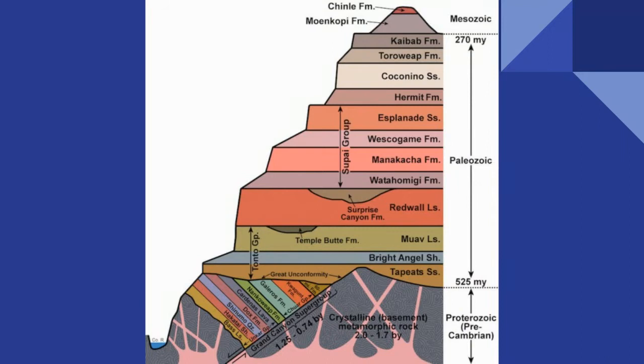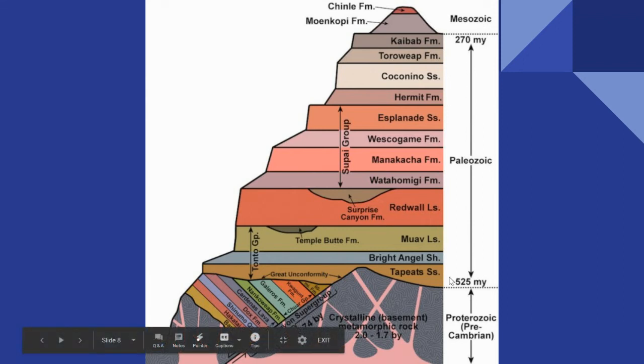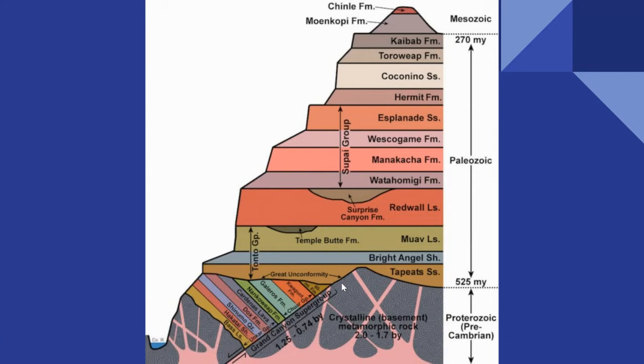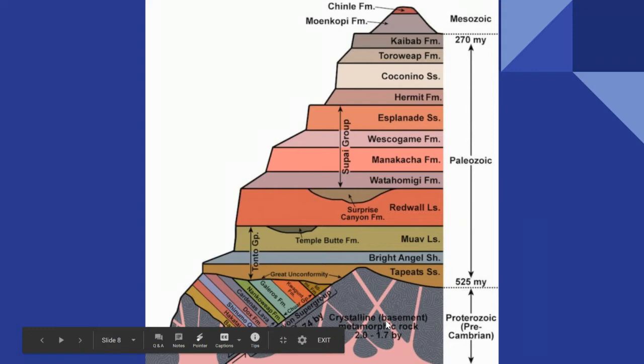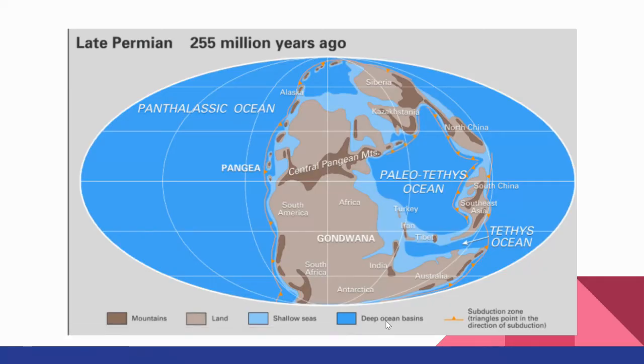Here's another diagram of the layers of sedimentary rock that scientists have studied. And again, 270 to 525 million years ago. Then there's something called an unconformity, where there was lots of erosion. We end up having older rock underneath it, 1.2 to 2 billion years old, depending on the location.